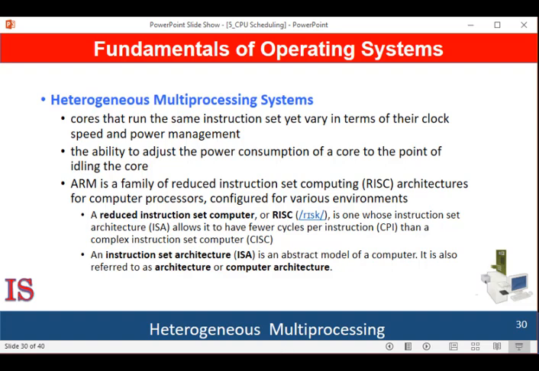ARM, previously referred to as Advanced RISC Machine, originally Acorn RISC Machine, is a family of reduced instruction set architectures for computer processors, configured for various environments. Using big.LITTLE architecture, big cores consume greater energy and therefore should only be used for short periods of time. Likewise, little cores use less energy and can therefore be used for longer periods.